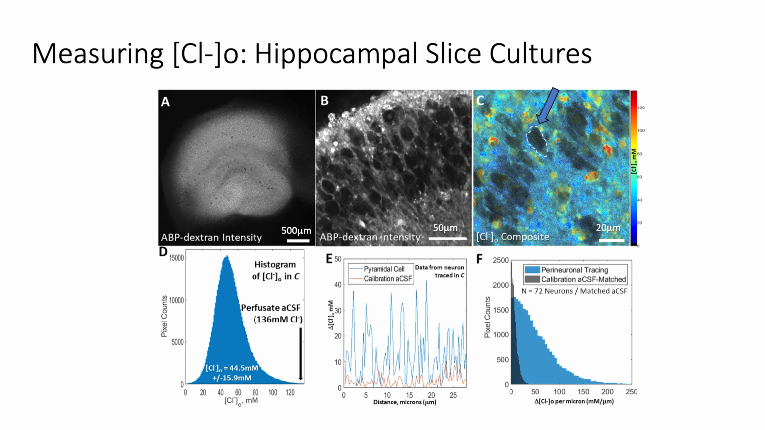And that's going to have a profound effect on how chloride is handled and how chloride is transmitted at the time when GABA is activated, rather. And here I'm just showing you a perineural trace. You can see that there's an awful lot of difference in change in chloride per micron. There's a lot of variability as you go around the outside of the neuron.